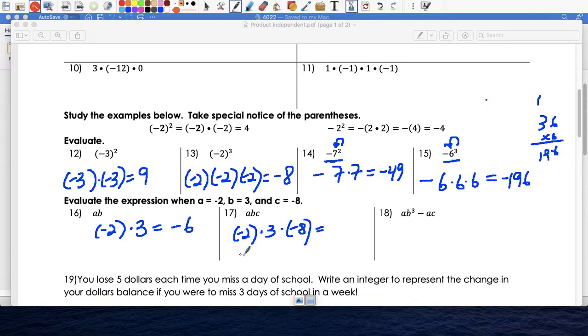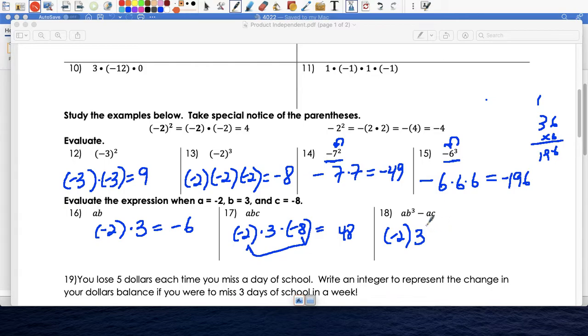We have two negatives. These two negatives will become positives eventually, so the whole answer is going to be positive. And we got, let's see, negative 2 and 3 is negative 6. Negative 6 and negative 8 is positive 48. A is negative 2. B is 3.